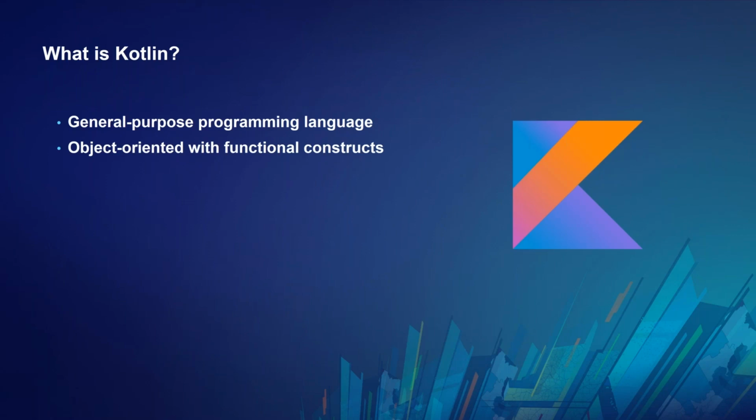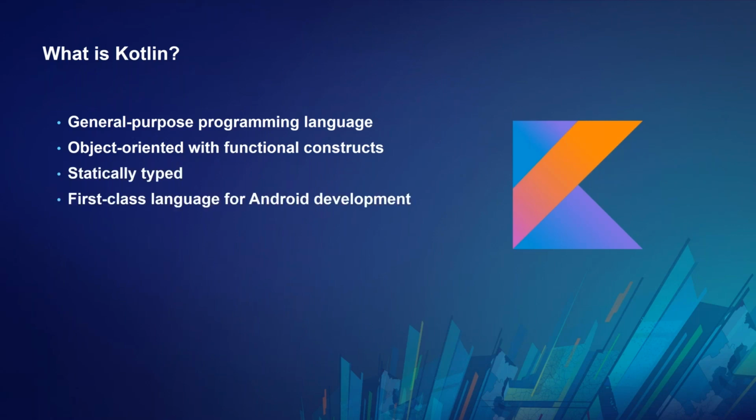First and foremost, Kotlin is an object-oriented programming language, just like Java, except it also has some functional constructs. And while this isn't unique to Kotlin, it does make it stand out from Java. And it's interesting to see its take on blending the two paradigms of object-oriented programming and functional programming. Kotlin is also statically typed, just like Java. And then I also want to note that as of Google I/O 2017, Kotlin is a first-class language for Android development.